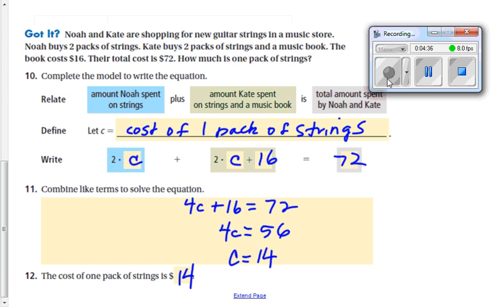Again, notice here that we combined like terms, the 2C and the 2C, and just made it 4C. And I did some properties here that I didn't show. I subtracted 16 from both sides here, and I divided both sides by 4 here. And I'm going to be skipping showing that work as we go on here. But notice we just kept simplifying the equation until we got it to the solution equation, c equals 14.